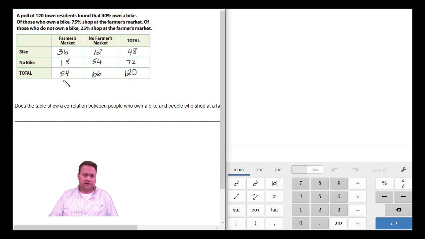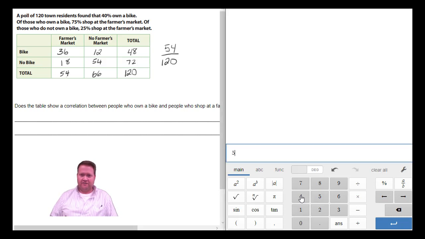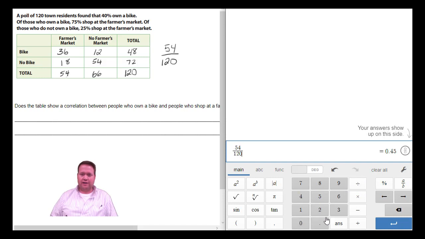And the numbers we're going to compare are the total number of people compared to, out of all the people, how many people actually go to a farmer's market. So 54 people total go to a farmer's market, and 120 people were asked. If we come over to the Desmos calculator and take 54 and divide that by 120, that's going to tell us the relative chance, or the relative frequency.